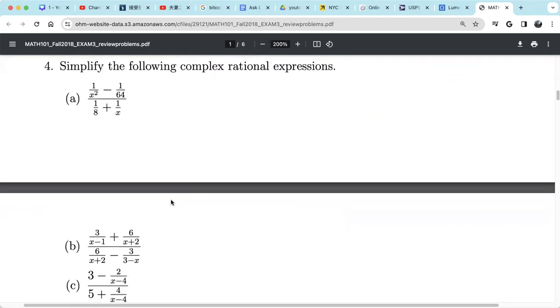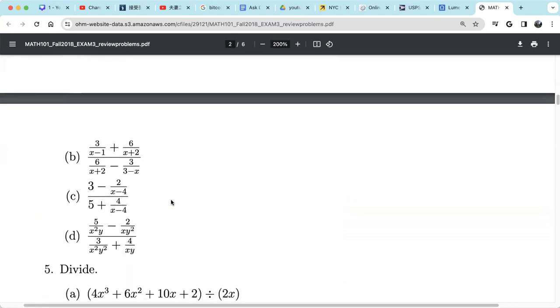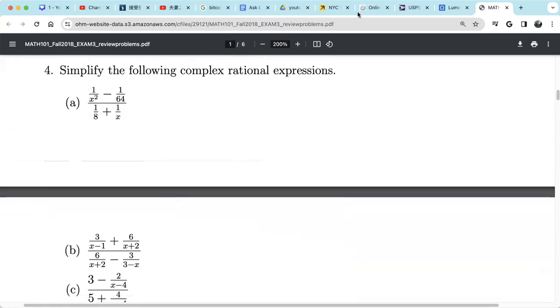Let's see, 4. Okay, 4, we have 2 layers of division. So one way is this. One way is we can multiply by the least common denominator. We see x squared, we see 64, we see a, we see x. Let's just multiply by 64x squared.